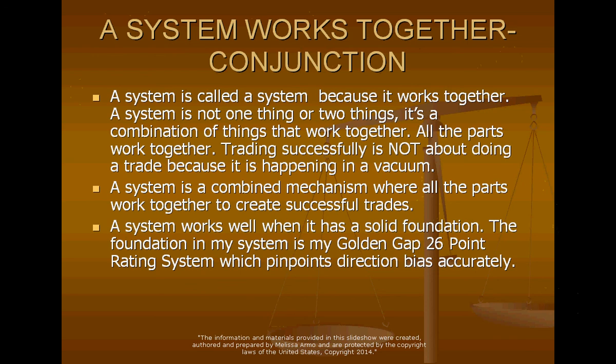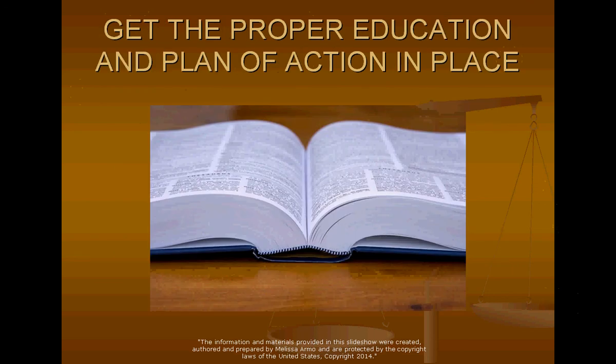A system is a combined mechanism where all the parts work together to create successful trades and profits. A system works well when it has a solid foundation, which is, for me, gaps. And the foundation in my system is the Golden Gap 26-point rating system, which pinpoints directional bias accurately on the daily chart. So to get the proper education, you've got to put a plan of action in place.